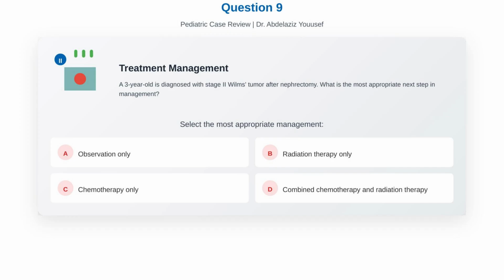What is the most appropriate next step in management? Option A, observation only. Option B, radiation therapy only. Option C, chemotherapy only. Option D, combined chemotherapy and radiation therapy. Consider the current treatment protocols for Wilms tumor based on staging. Stage 2 disease indicates that the tumor has extended beyond the kidney but has been completely resected. The National Wilms Tumor Study Group protocols provide specific guidelines for adjuvant therapy based on stage and histology. The age of the patient and the favorable histology typically seen in Wilms tumor should guide your treatment decision.